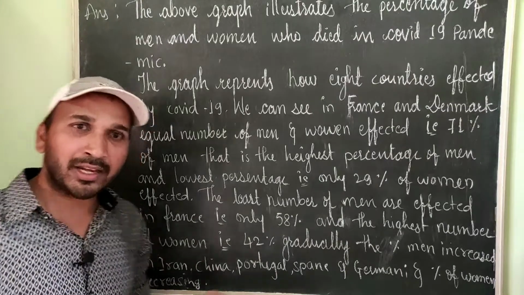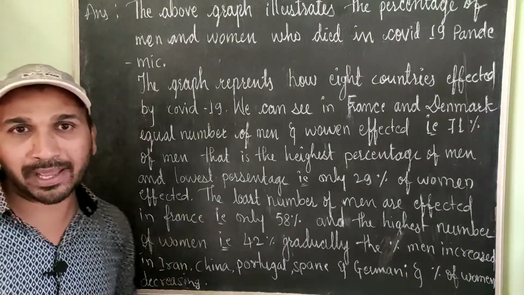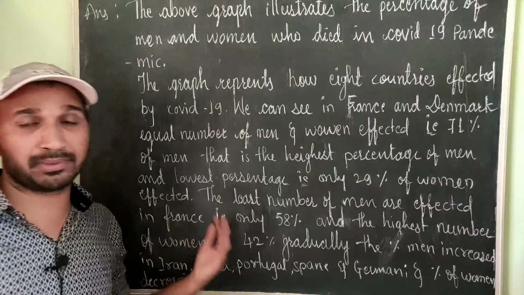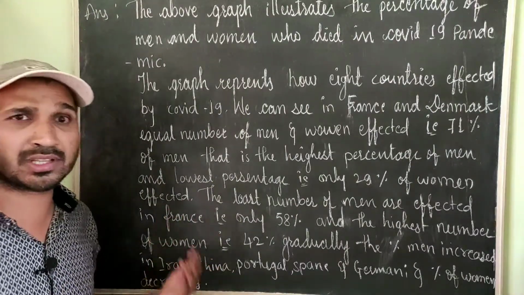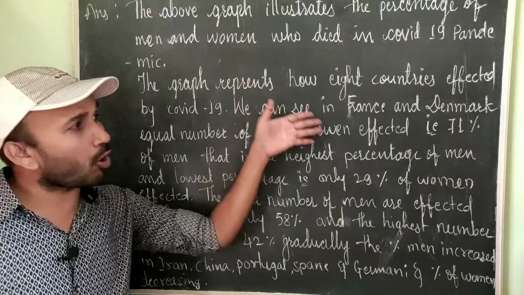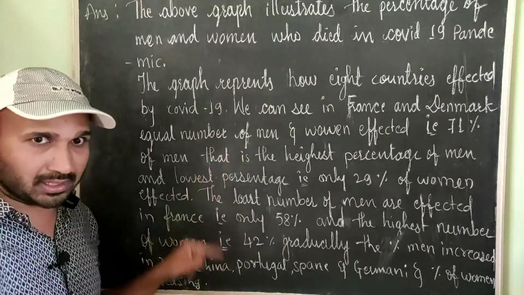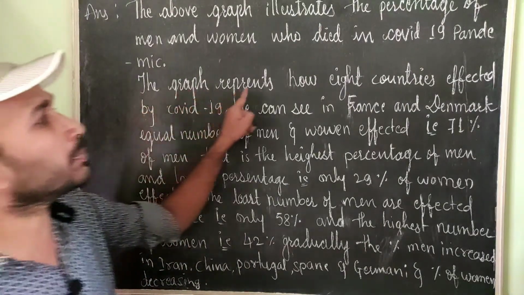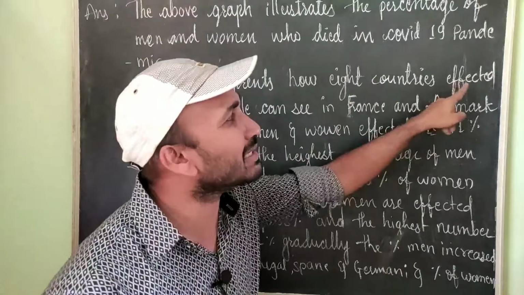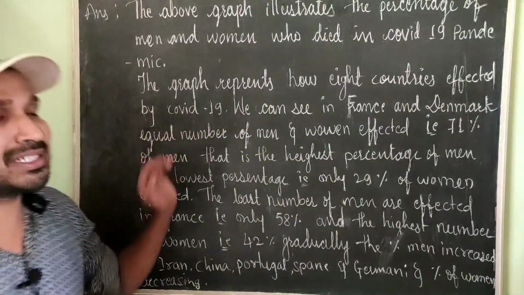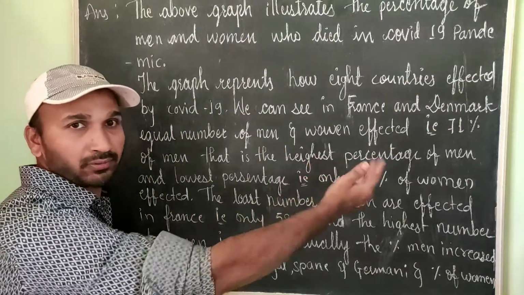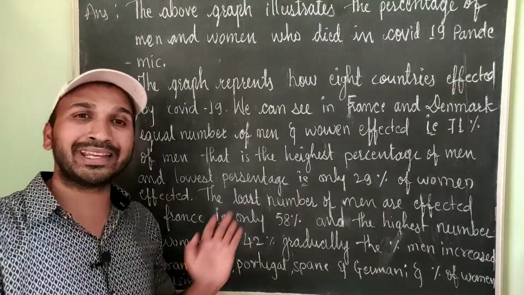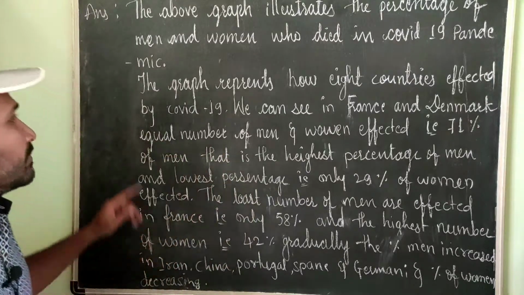It is finished. Now we'll start with the body of the paragraph. Here I have written the body by looking at the percentages, which is the highest percentage, which is the lowest. I have observed the graph which is given, and I have written this paragraph. The graph represents how 8 countries, 1, 2, 3, 4, 5, 6, 7, 8 countries, are affected because of COVID-19.